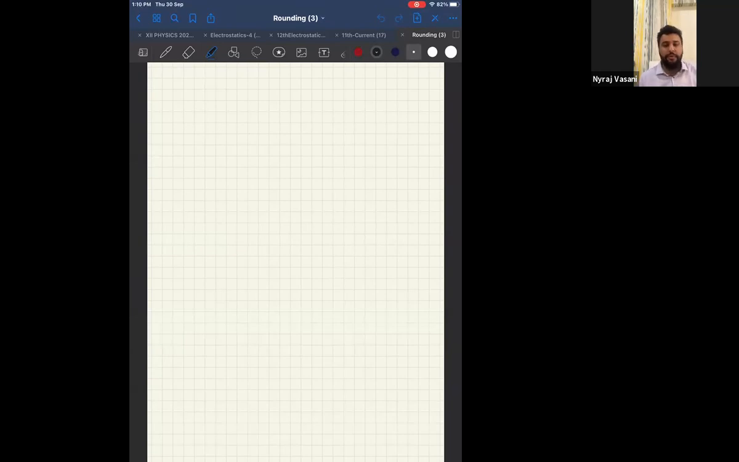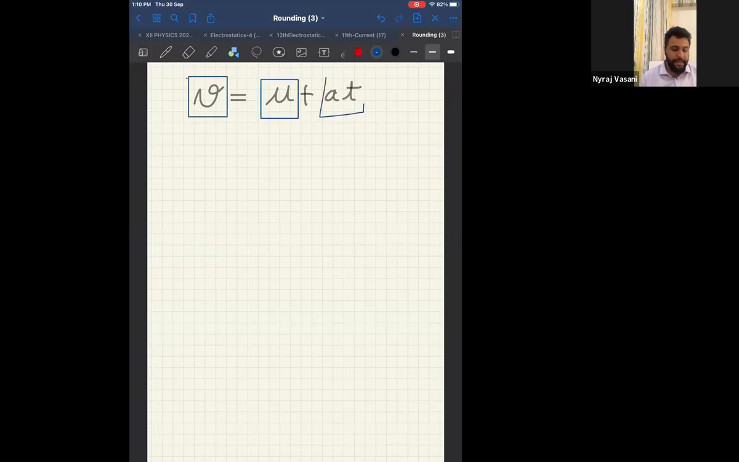Example: find out whether V = U + AT is dimensionally correct. Just don't write, listen. Now, how many terms does this particular equation have? Answer is 3. I'll tell you how. This is 1, this is 1, and this is 1.